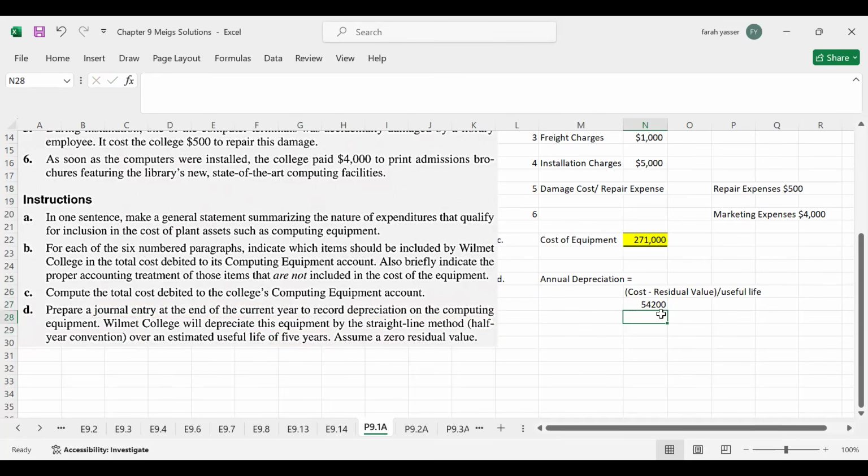54,200. But here half year convention is mentioned. So the depreciation expense would be 54,200 divided by 2 because a half year convention is mentioned here. So whenever half year convention is mentioned, the yearly depreciation will be divided by 2. So this is the answer of requirement number D.